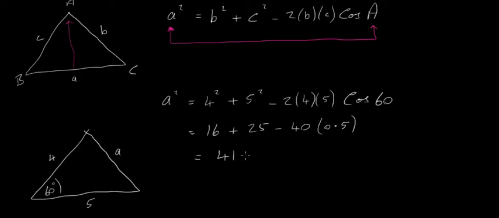Half of 40 then just gives me 20, that gives me 21. Now remember, this is a squared, so therefore a is the square root of 21, which is 4.58. Let's say 4.58 to 2 decimal places. So that's centimeters or whatever unit you're using in the particular question. So a here, the distance of this particular edge of the triangle, is 4.58. Okay, so that's the first example finished.